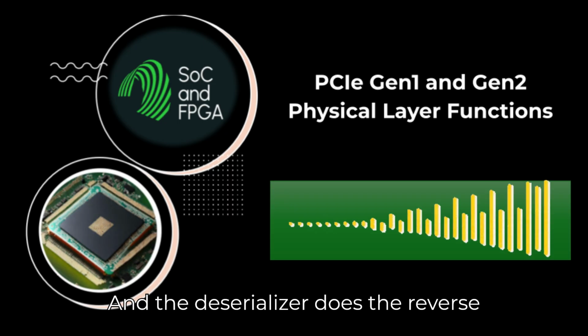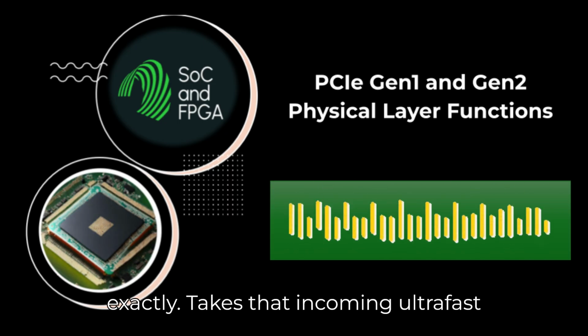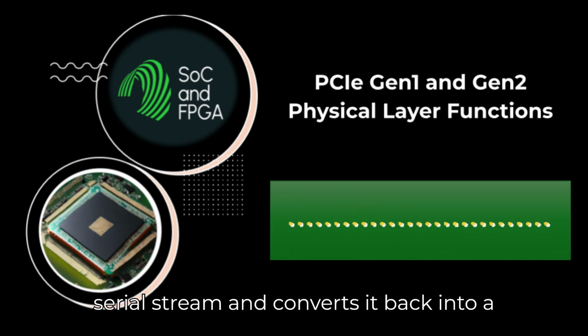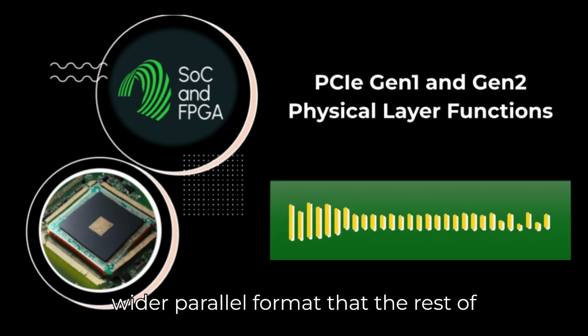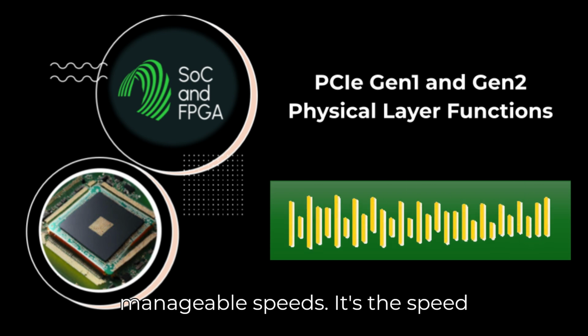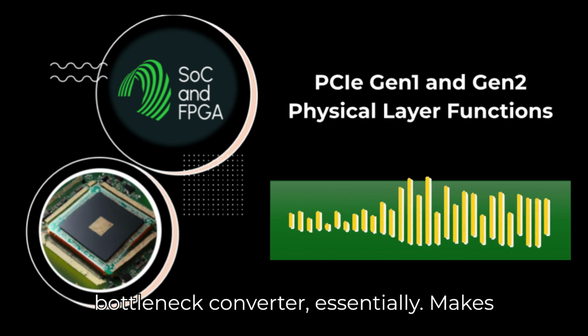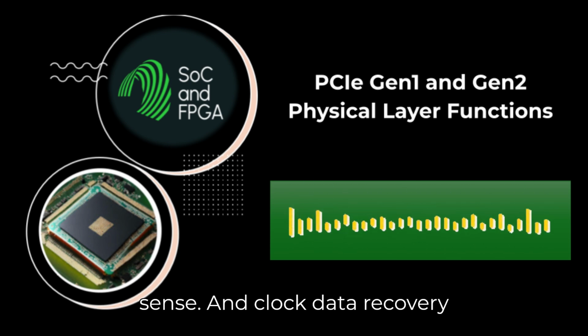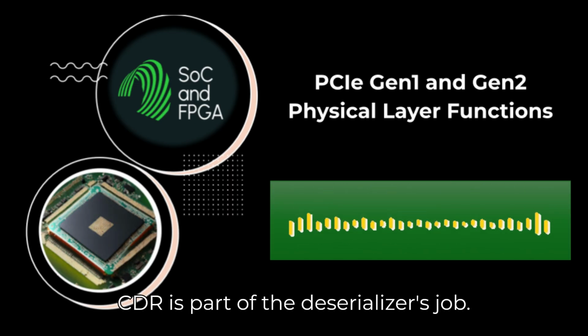And the deserializer does the reverse. Exactly. It takes that incoming ultra-fast serial stream and converts it back into a wider parallel format that the rest of the chip logic can handle at more manageable speeds. It's the speed bottleneck converter, essentially. Makes sense. And clock data recovery, CDR, is part of the deserializer's job.